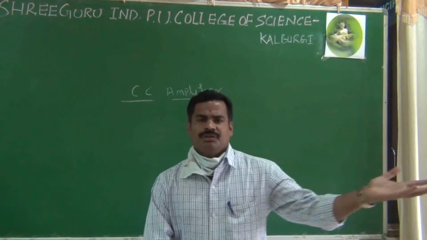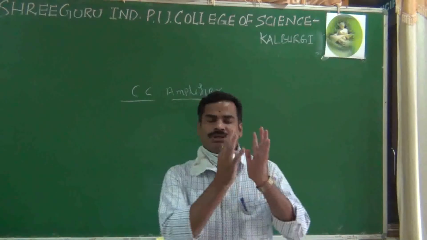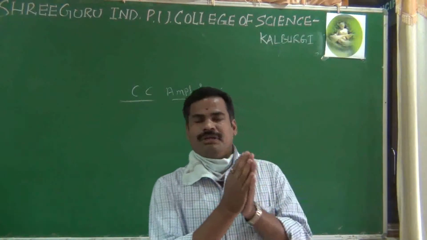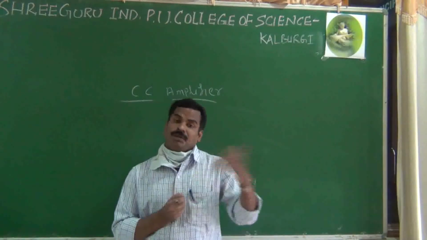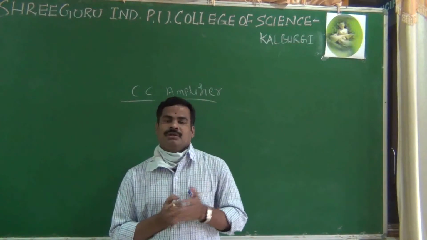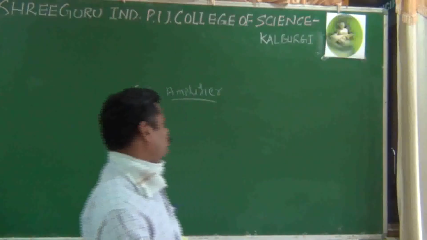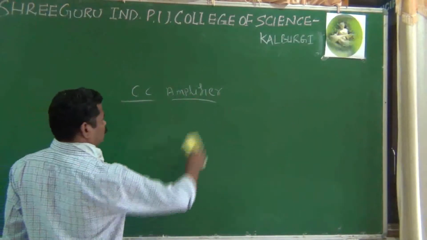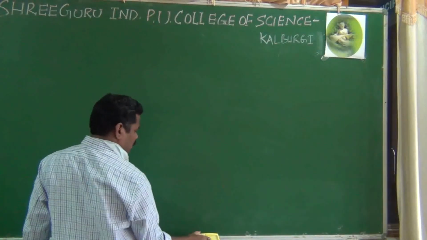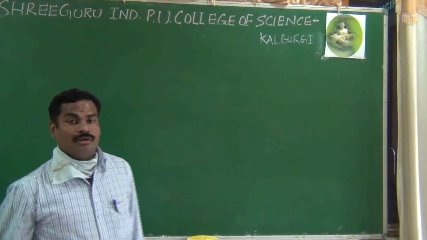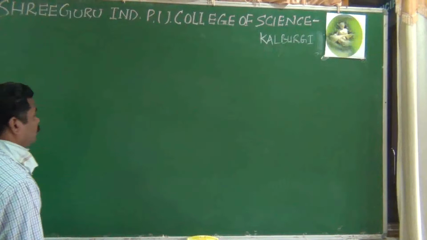Just as you studied the common base amplifier, today also you go for the construction, then the working, then the important characteristics and the applications of the common collector amplifier. Now we will go for the circuit diagram. First you go for the circuit diagram of the common collector amplifier.